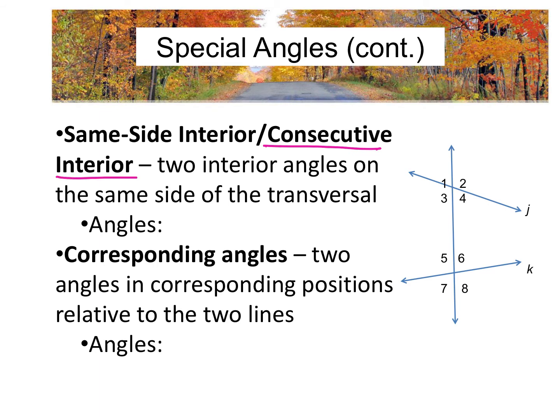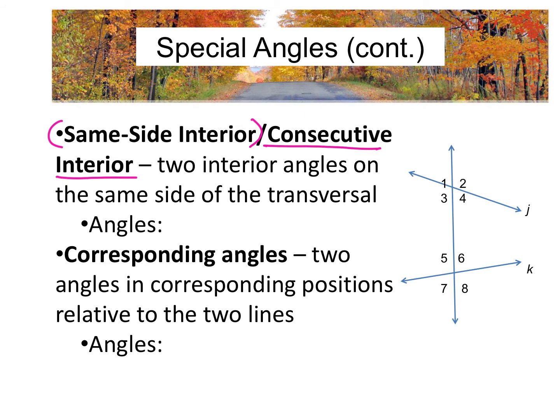The reason why I'm telling you same side interior is because some textbooks and some standardized tests, like SATs or PSATs, call these angles same side interior. But our book will always refer to them as consecutive interior. These are 2 interior angles, but this time they're on the same side of the transversal. So we're just picking the 2 inside on the same side.